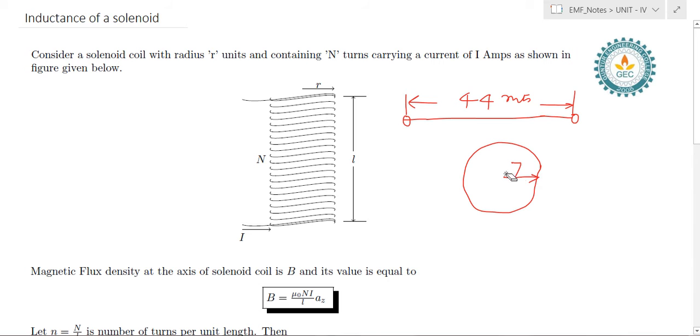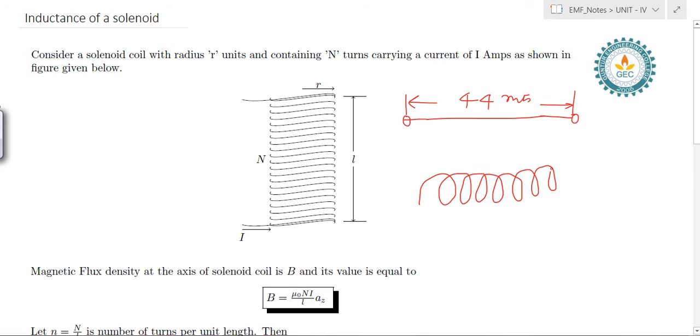So if you reduce the radius, then what happens? The number of turns increases. Obviously, as you reduce the radius, the perimeter or the circumference of the circle decreases, so that you can get more number of circles. So a solenoid will be a coil that is having a circular cross section, like this.